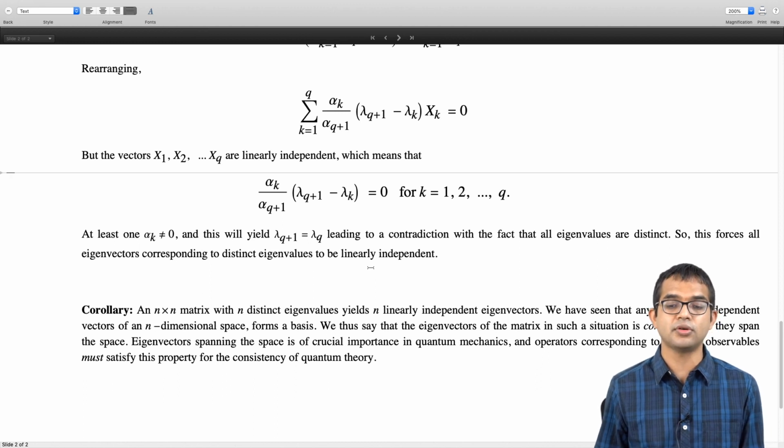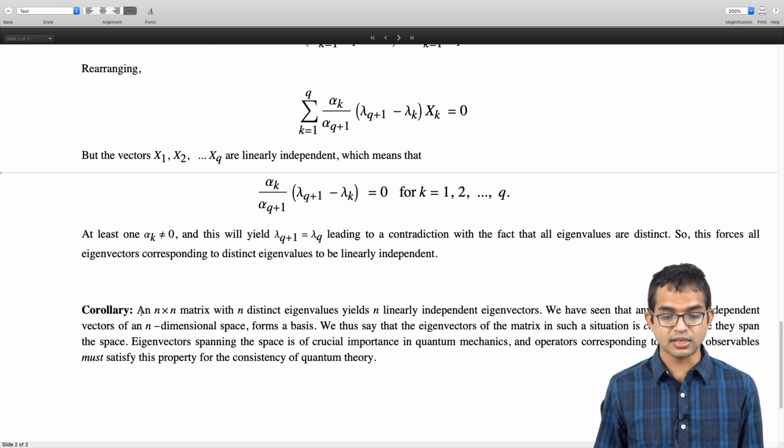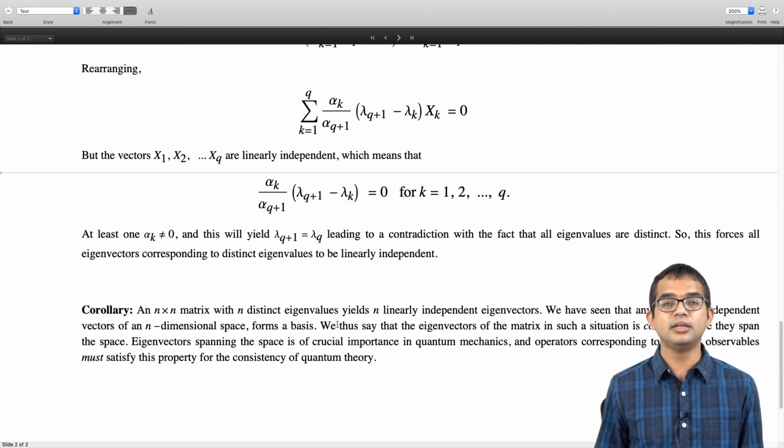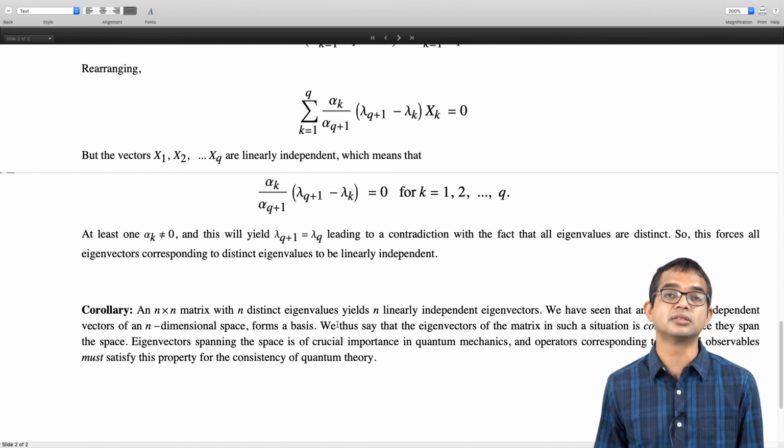But in this lecture, we have shown that if you have many distinct eigenvalues, each of these distinct eigenvalues will give you a distinct eigenvector, which also form a linearly independent set. And the particular case of interest here is if you have an n by n matrix with n distinct eigenvalues, then for sure your matrix will yield n linearly independent eigenvectors which can form a basis for your space.